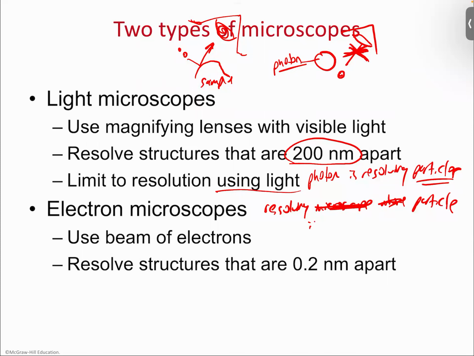So the resolving particle is what? An electron at this point. How tiny is an electron? Is anything tinier?